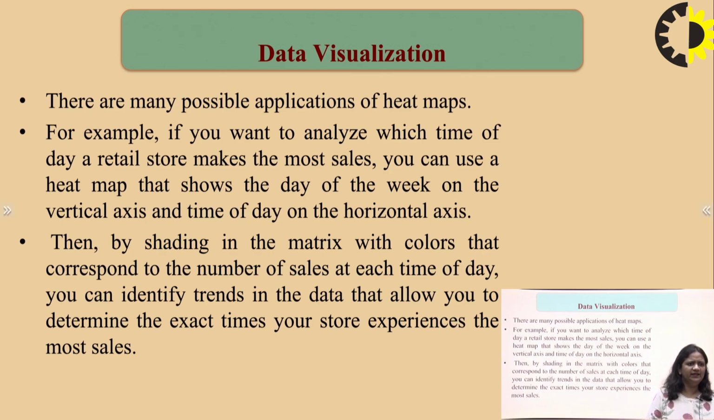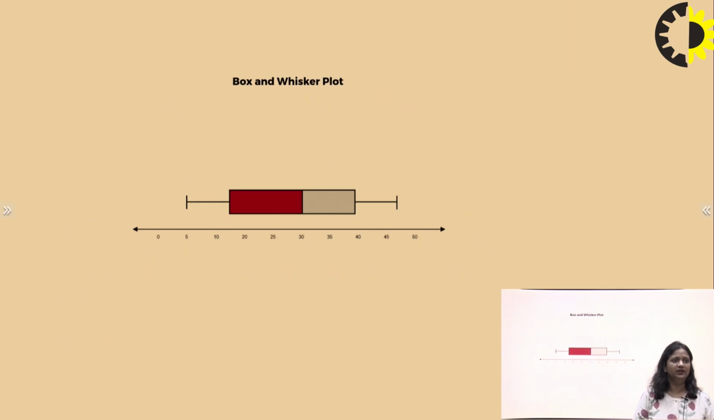The matrix is filled with colors corresponding to the number of sales at each time of the day, so you can easily identify the trends in the data, allowing you to determine what exact time your store experiences the most sales. So a heat map is used particularly like that.